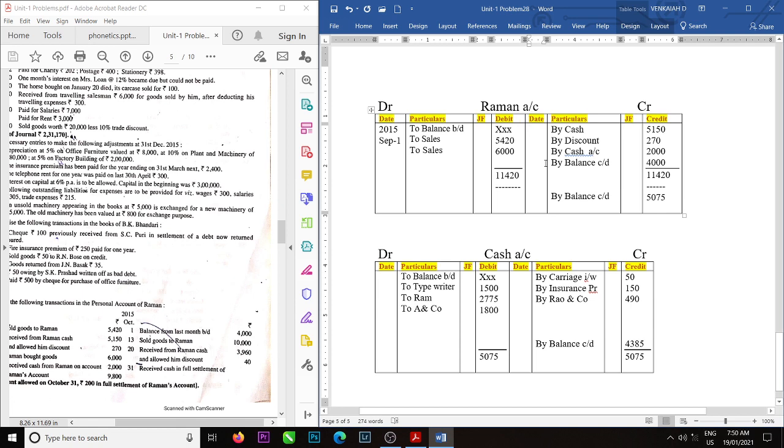This is 30 September. Now 1st October, the opening balance is 1st October. We already told the balance from last month is 4,000. We have the balance brought down, amount is 4,000.